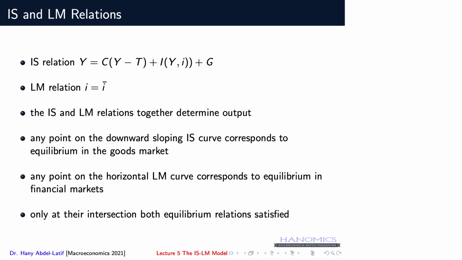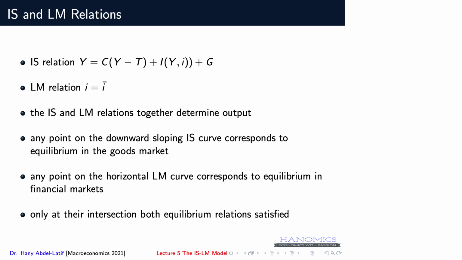So the IS and LM relations together determine the output level, the equilibrium in both markets simultaneously. Both markets are cleared when you have the interaction between both, which gives us, as you might expect, the intersection point between both curves. You need to understand this well.